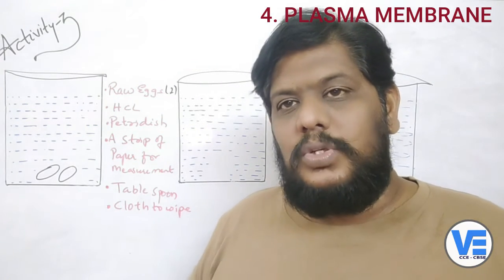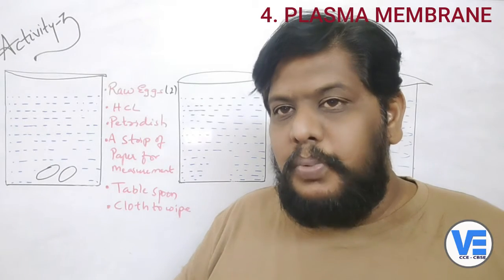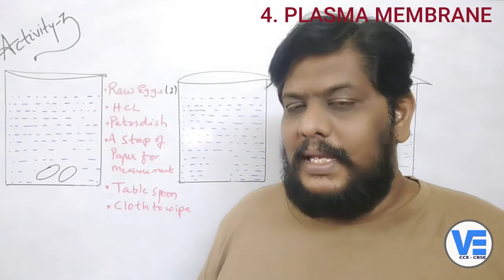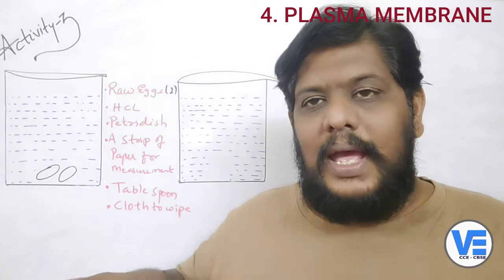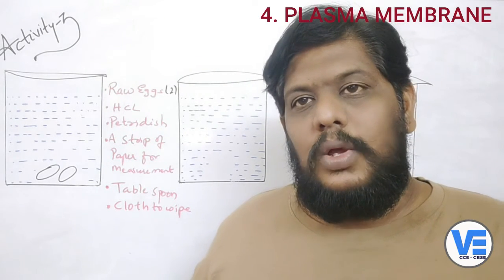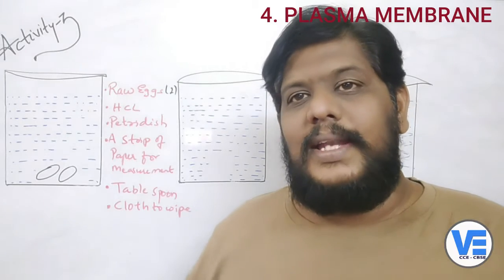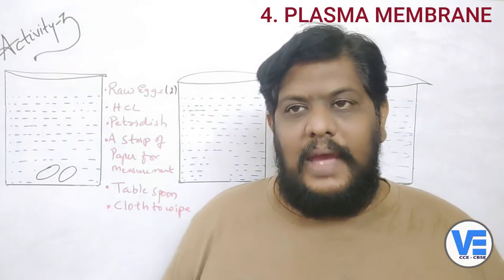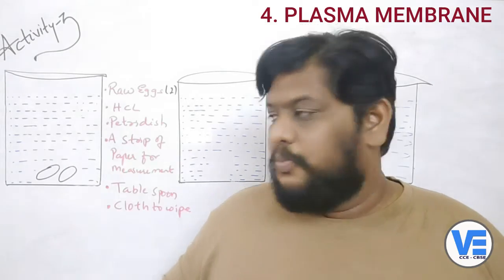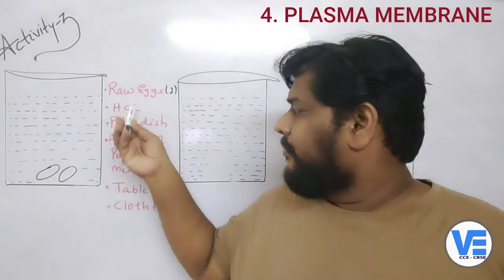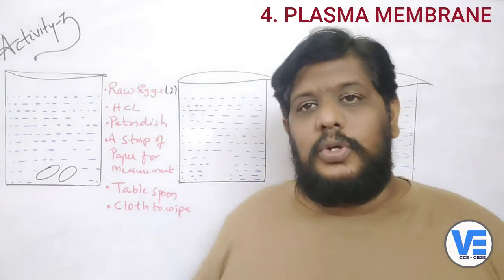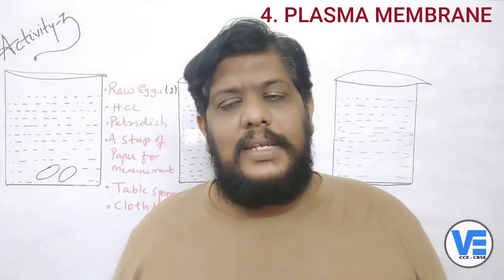Now what you have to do is use the spoon and remove the two eggs from the dilute HCl. Don't directly put your hand and remove them. There are chances that your hands will get burnt. That's why you have to remove them using a spoon. That's why in the equipment we have taken a tablespoon. So use a tablespoon and remove the eggs.